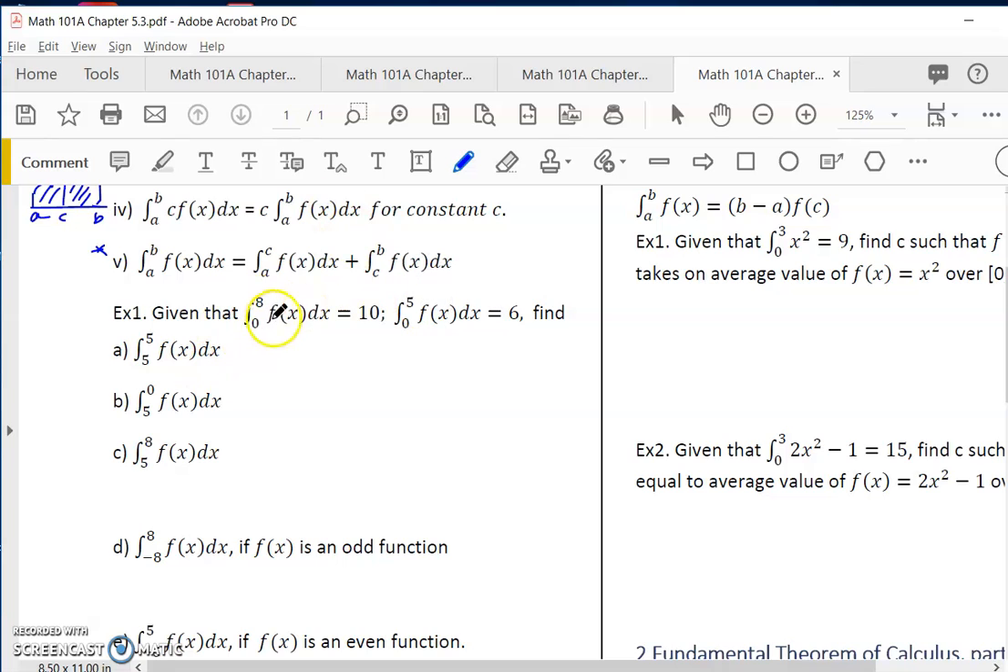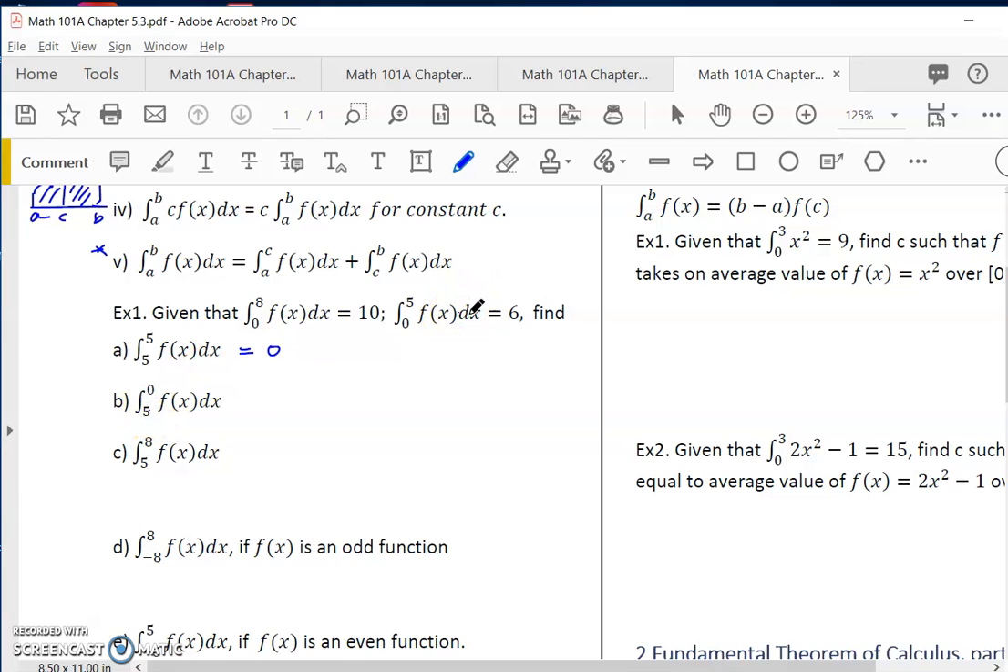You have the integral from 0 to 8 of f of x equal to 10. So someone already did this using a Riemann sum or a geometry formula. They know that the integral from 0 to 8 of f of x is 10, and from 0 to 5 is 6. What is the integral from 5 to 5 of f of x? Of course, it's 0 because there's no width to it. What is from 5 to 0? That doesn't make sense. Usually we have 0 to 5, right? But how come we write 5 to 0?